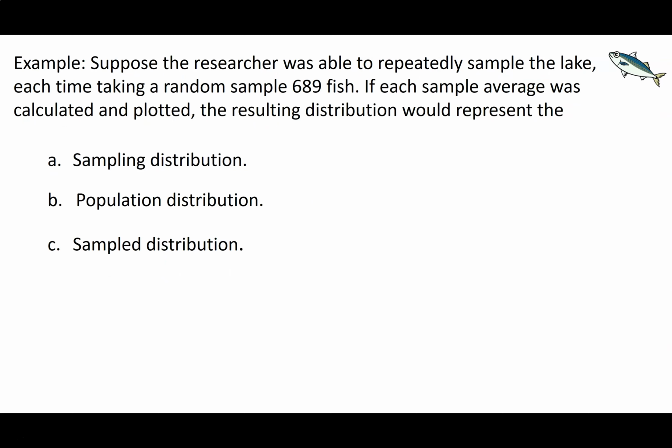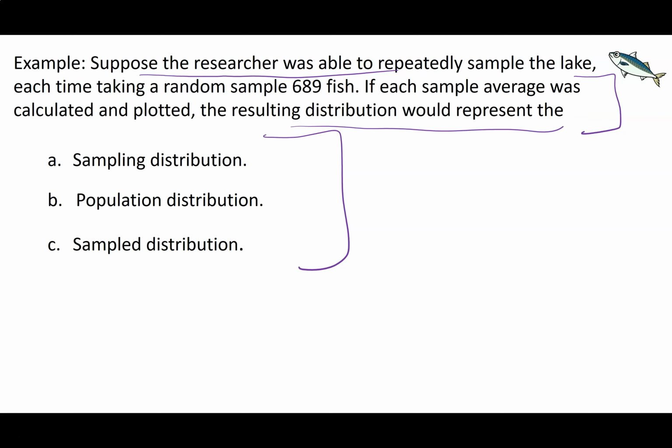So same problem here. The researcher wants to repeatedly sample the lake this time. So this time they go out, they take a random sample of 689 fish, record their weights, probably put them back. Then they go out and they take a new random sample of 689 fish, record their weights, put them back. And they just do this repeatedly. They must have a lot of time on their hands, right? So if they take the sample average from each of these, and then plot that into a distribution, we want to know, is this the sampling distribution, population distribution, or sampled distribution?